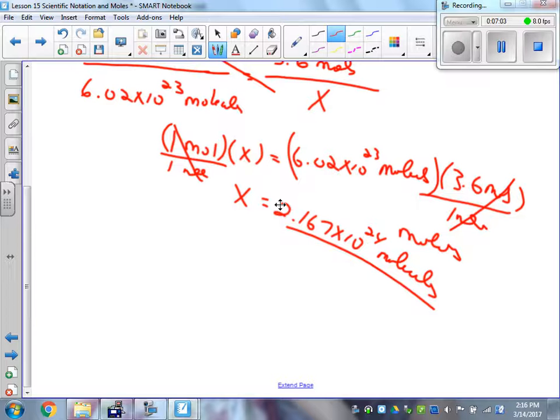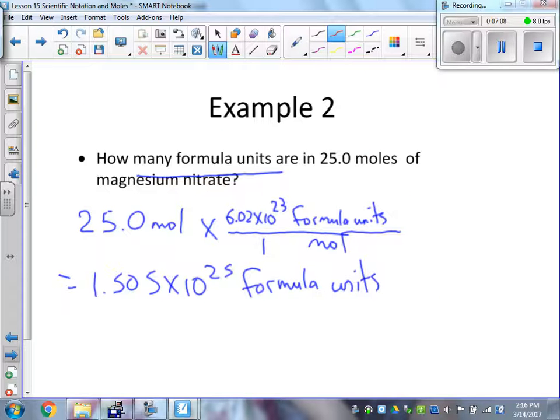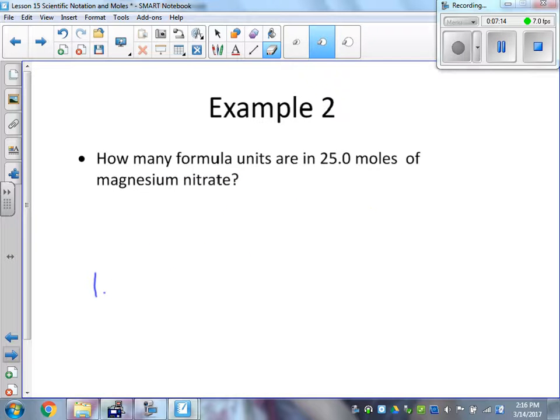The second example we had, okay, so we did that yesterday. The second one that we had was this one here. Once again, it talks about how many formula units are in 25 moles of magnesium nitrate. Okay? Now, once again, when they say formula units, that's another word for saying basically how many compounds of magnesium nitrate would there be? How many Mg(NO3)2s would there be?